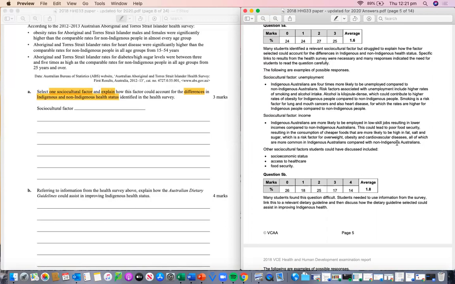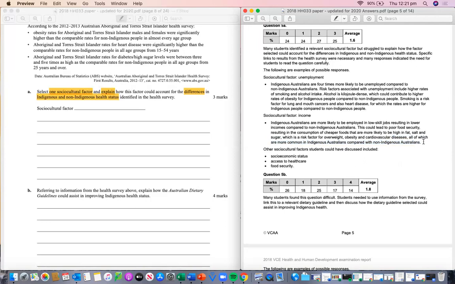is they've used food security to look at how having a high income or a low income can impact choices of food. So consumption of cheaper foods, most likely high in fat, salt, and sugar, therefore becoming a risk factor for overweight, obesity, and cardiovascular disease. And then the final wrapping point was that it was common in Indigenous Australians compared to non-Indigenous Australians. So again, that's key.